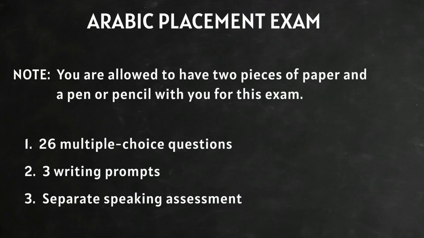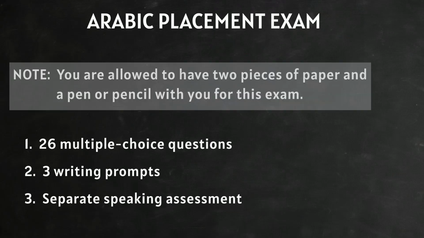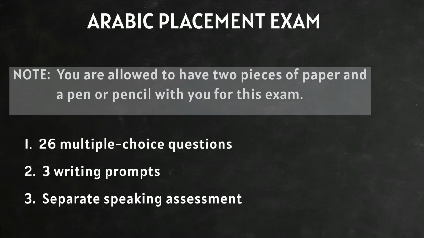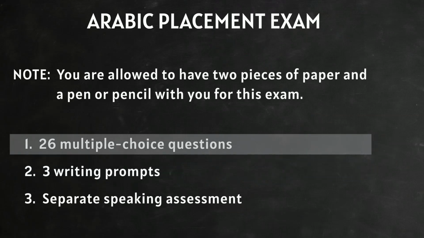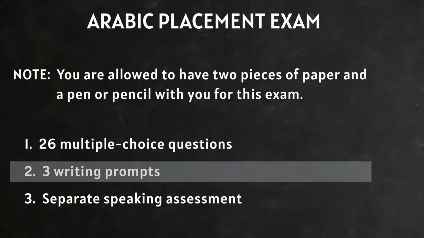In a change to protocol, for the Arabic exam, you are allowed to have 2 pieces of paper and a pencil with you. There are 3 separate sections to the Arabic placement exam. The first 2 parts are taken here in Blackboard, and you will have 90 minutes to complete these 2 sections. For the first part, you will be given 26 multiple choice reading, grammar, and vocabulary-based questions. After completing the multiple choice section, at the bottom of your exam, you will then be shown 3 separate prompts. For this part, you will use your pen and paper to write out responses to each of the questions.